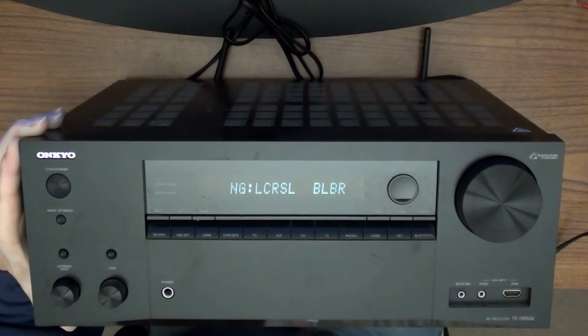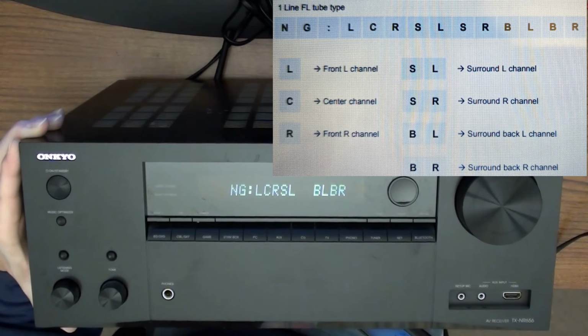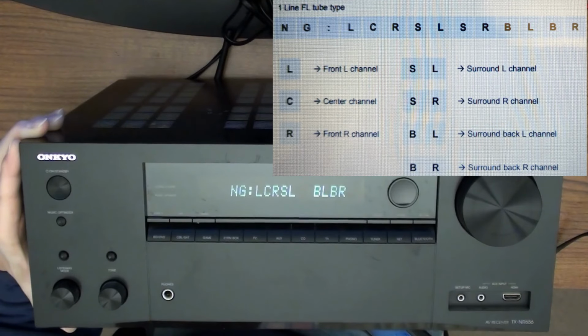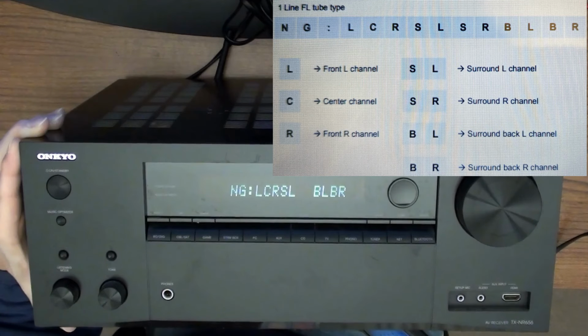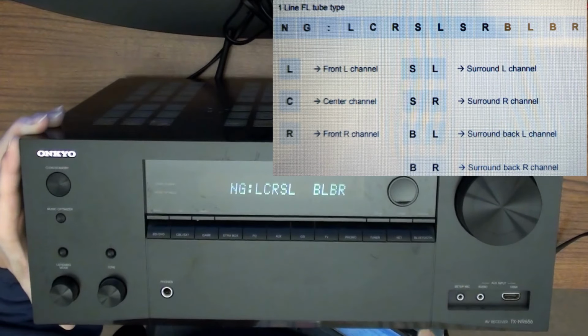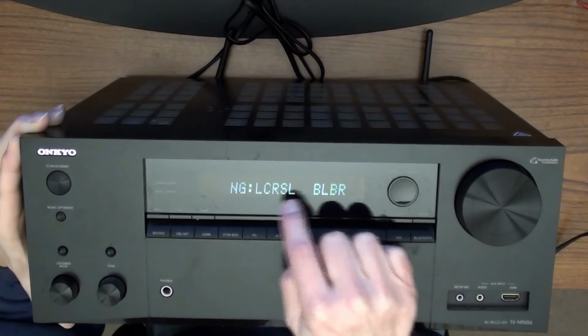The first L stands for the front left channel. The C is the center channel. The R is the front right channel. The S is the surround left channel. The next one should be SL, SR, but there's not an SR on there. But the BL is the surround back left channel, and the BR is the surround back right channel. So in other words, it's saying all the channels, there's something wrong. So that's what all those little letters mean in here.